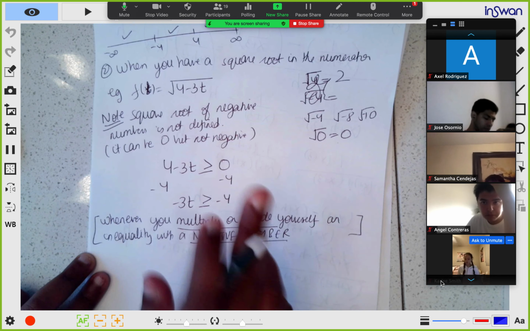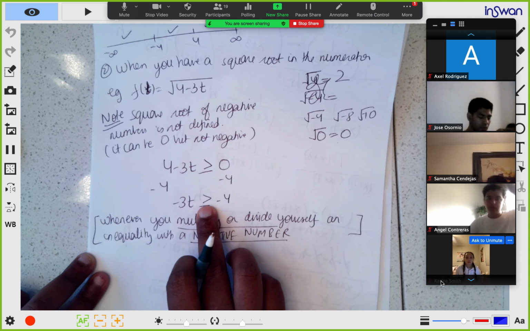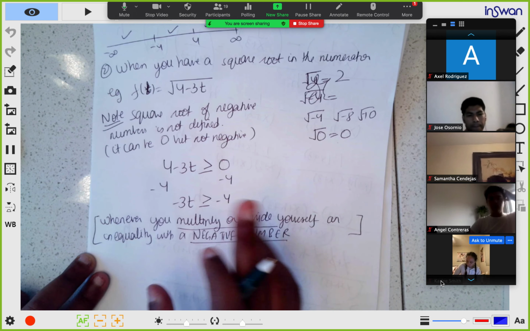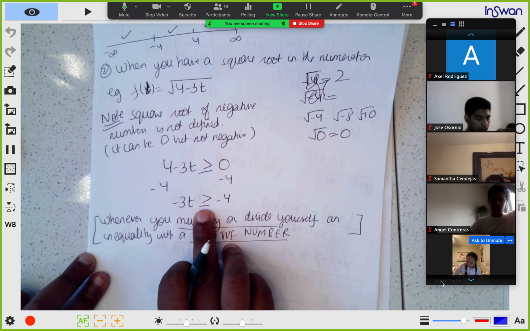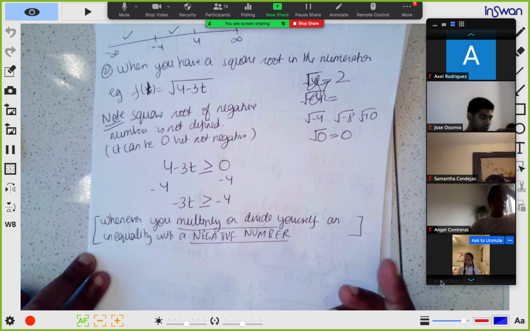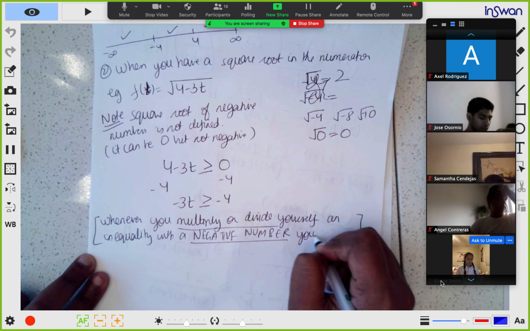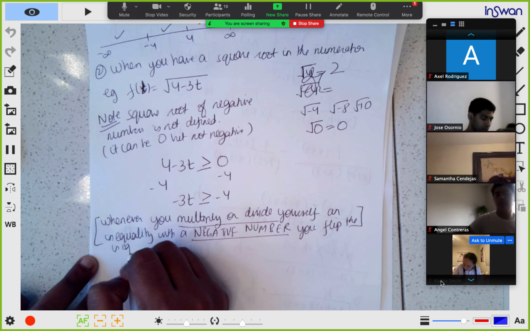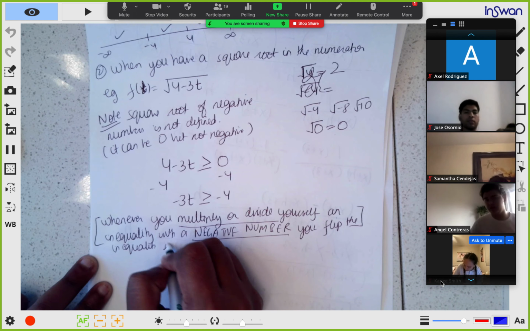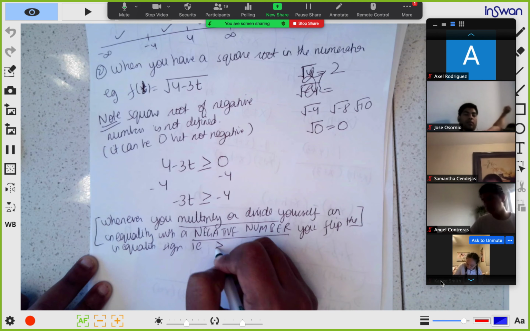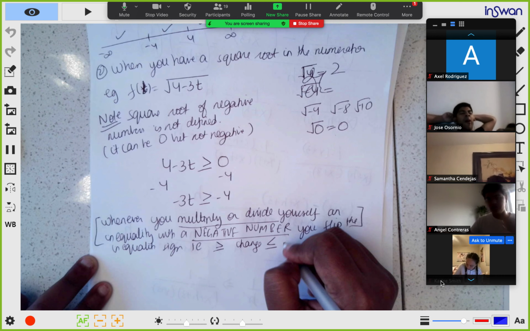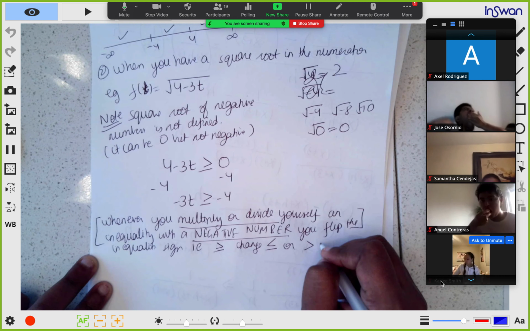See, this is an inequality because it's not just an equal to sign. If it's just an equal to sign, then you can do whatever you want. But since there's a greater than or equal to sign here, you flip the inequality sign. That is, this will change to this or vice versa, or this will change to this.